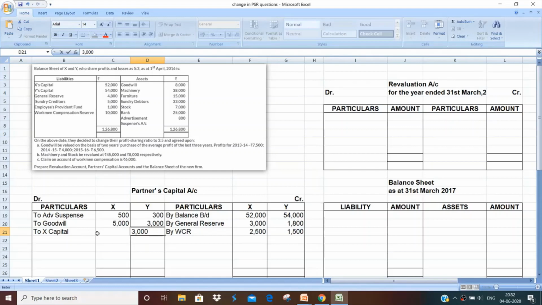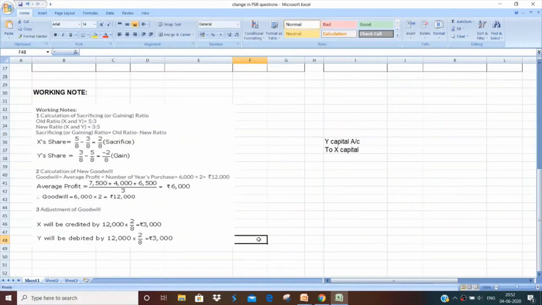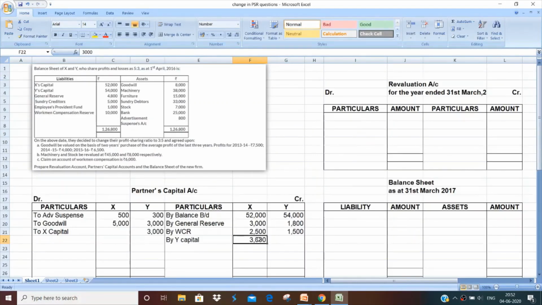The posting has not been done yet. Our entry was Y to X. Now X is to be credited. X is to be credited in the name of Y. So by Y capital, now X has to be credited, therefore the amount we are writing under X. So we've just done the posting of this entry, Y to X. The posting has been done, the amounts have been put. So the rest everything has been done from the first entry.